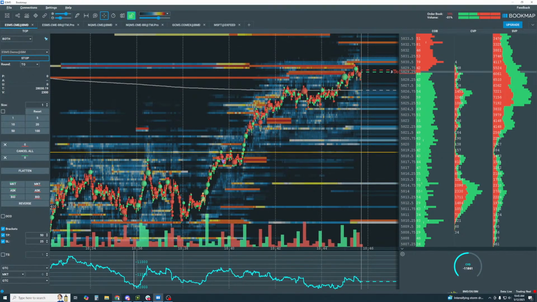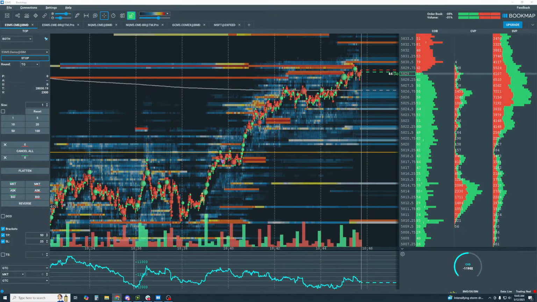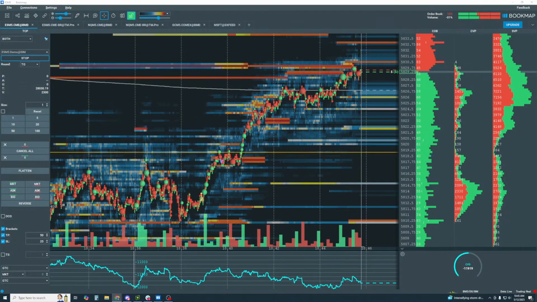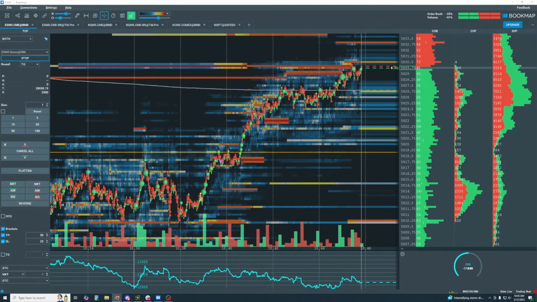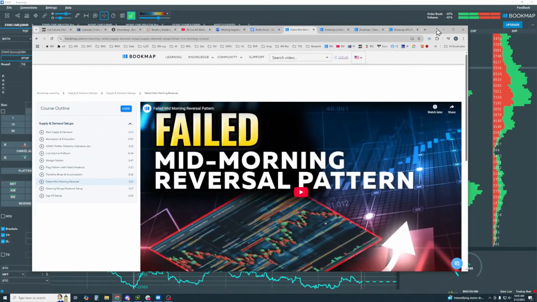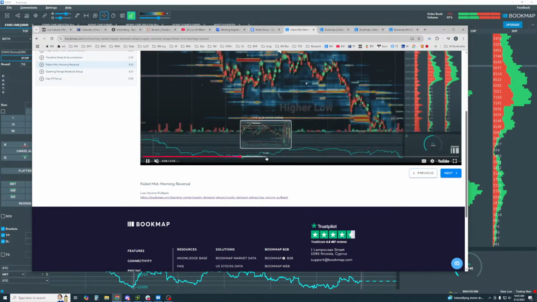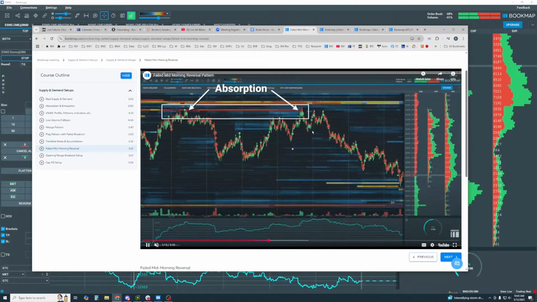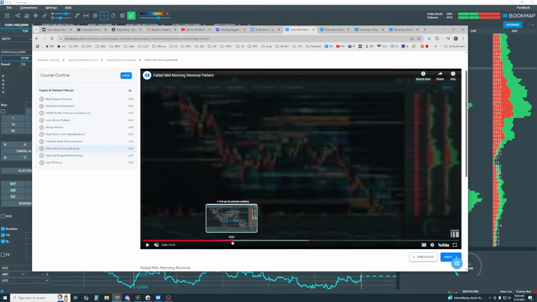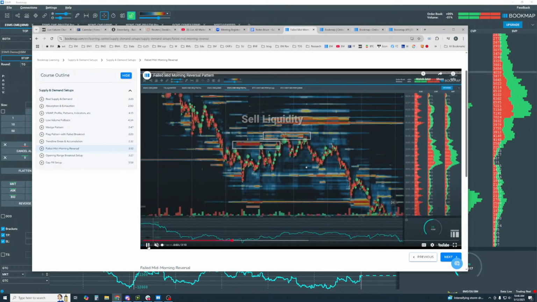That's exactly why I brought up this trade here. Sorry to bring this course back up again. However, this failed mid-morning reversal pattern is a very, very powerful move and setup because you're going with the trend.